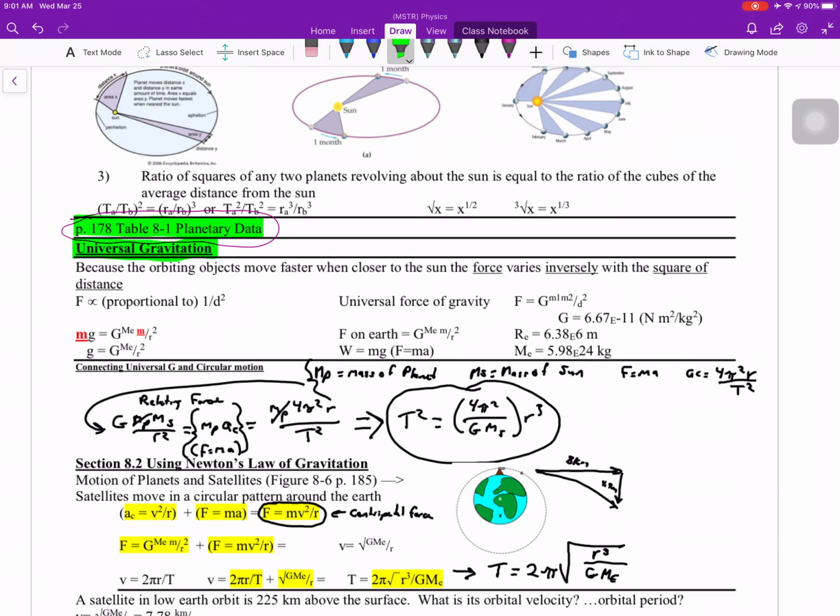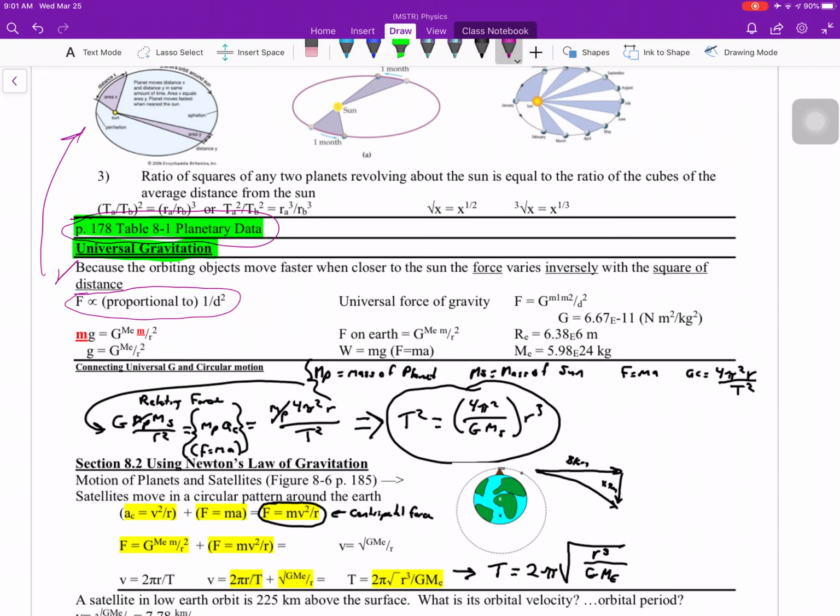All right? In the section about universal gravitation, they come back to the component of what we were saying right before when we were talking about these elliptical orbits, is that because orbiting objects move faster when closer to the sun, the force varies inversely with the square of the distance. So putting it into a relationship, the force between the two objects is inversely proportional to the distance they are apart, or the radius squared. So not only as it gets further away, the force gets less, but it's exponentially less as we move away.